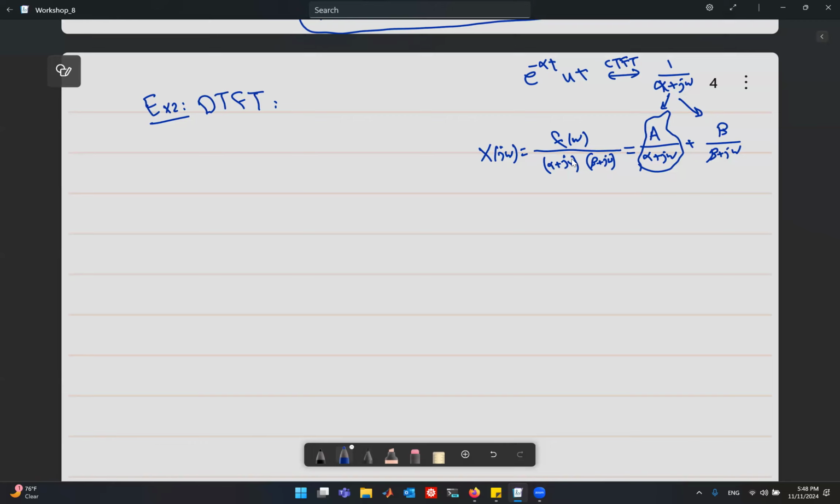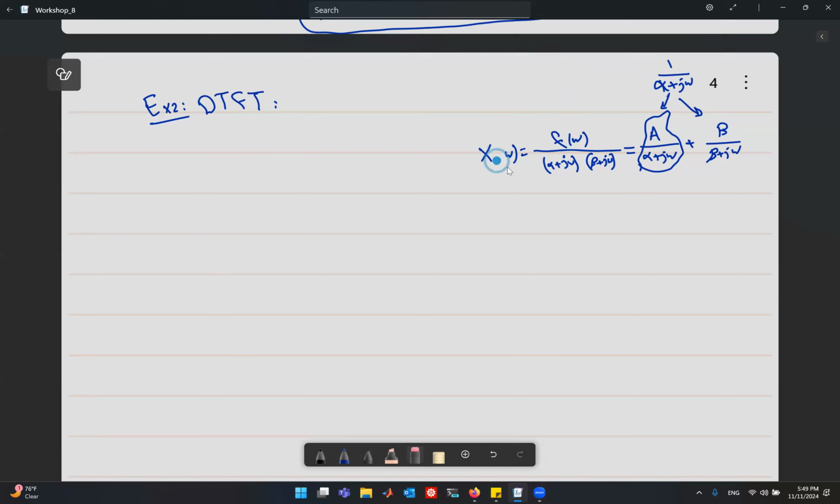The inverse Fourier transform of this form is basically this one. This is actually u(t). So you'll have exponential minus alpha t u(t) here scaled by some factor, and then the same thing scaled by another factor. That's why this one is very important to remember, and you will find it in basically all tables of Fourier transform pairs.